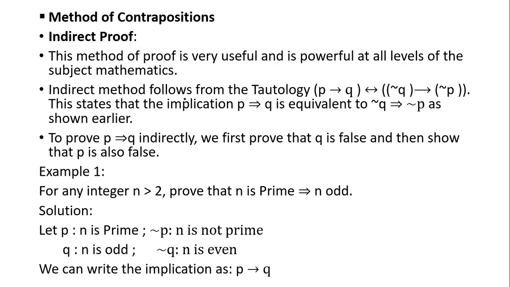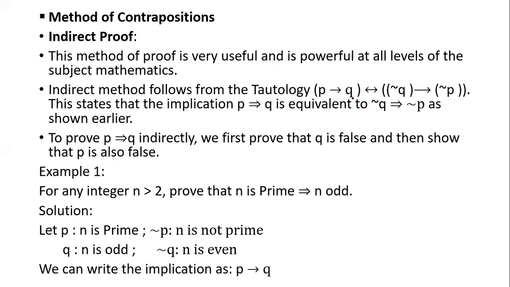Good. So the implication P implies Q is equivalent to not Q implies not P. Not P implies not Q is the inverse way, but the inverse way doesn't hold. But the converse way, which is not Q implies not P, holds. So we have seen this one in our earlier slides. So to prove P implies Q indirectly, we first assume that Q is false, and then we show that P is also false. See this one, because it's indirect.